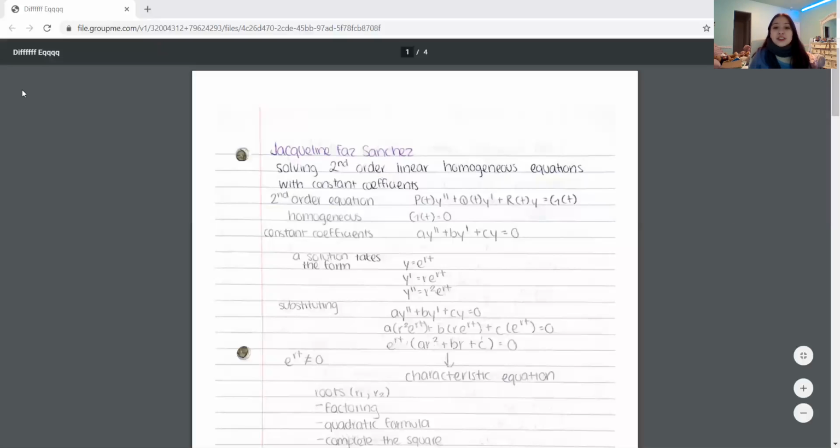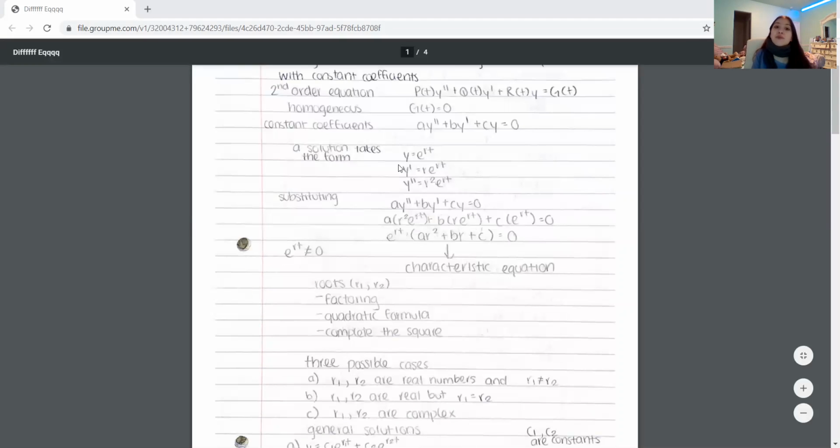Hello, so today I'll be teaching how to solve a second order linear homogeneous equation with constant coefficients. I'm going to remind everyone that a second order equation looks like this. It's homogeneous when g of t is equal to 0. But here it's going to take the form ay double prime plus by prime plus cy equals 0, where a, b, and c are constant coefficients.